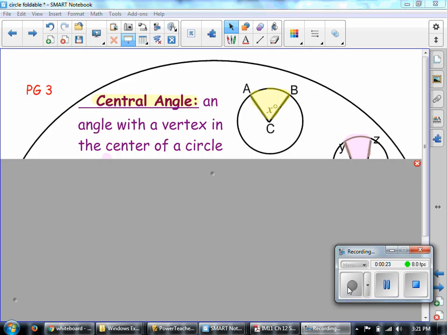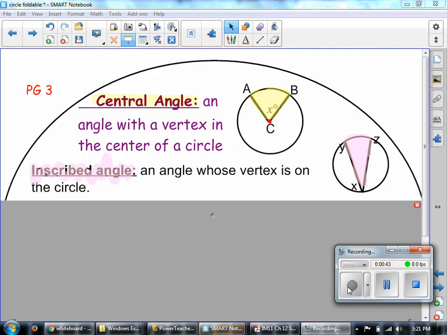So point C right here is the center, and as you can see, your vertex is at the center of that circle, and we've highlighted in yellow what we're referring to as the angle. So angle ACB is a central angle.